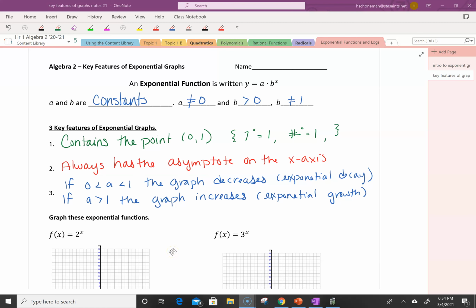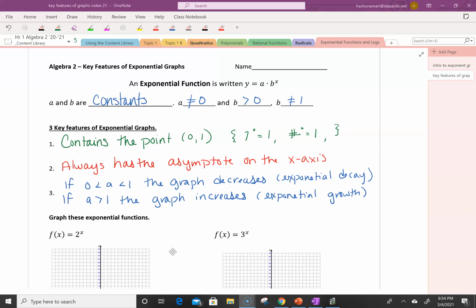Okay, this video is about the key features of exponential graphs. So we start, the basic function of an exponential graph, or the parent function, is y equals a times b to the x. Now when we have these exponential functions, a and b are always going to be constants, meaning they're numbers. A cannot equal 0, which makes sense because if you multiply 0 times anything, you get 0, and then you wouldn't have a function.